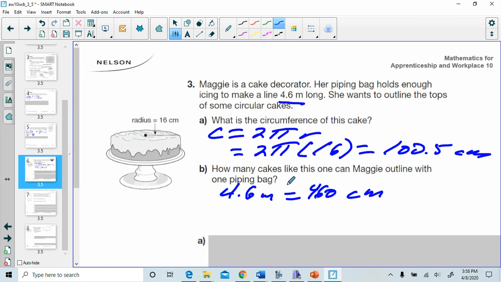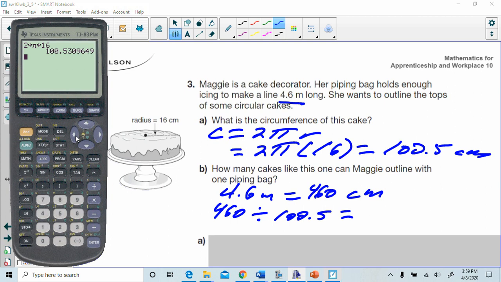And we want to know how many cakes you can do with that. Okay, so we know that this cake needs 100.5 centimeters. So we're going to do 460 divided by 100.5. So we'll go back to the calculator. So we'll take that 460 and divide by the non-rounded number of 100.5309649. And we'll get about 4.57 roughly.